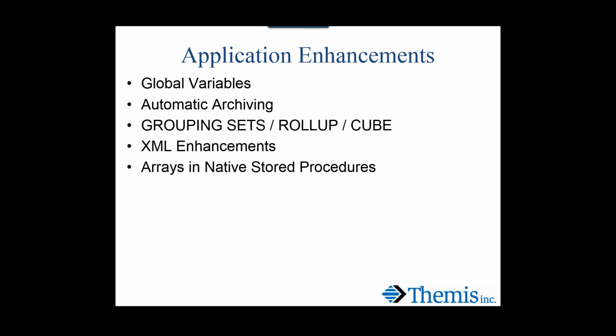On the application side, we already talked about some of these in overview. We get global variables. We get extended SQL support for grouping sets, roll up, and cube. We get the arrays and the stored procedures. Another one that we haven't talked about much is this automatic archiving. This is kind of an extension to the temporal data that we got in DB2 version 10. Automatic archiving says that we can have DB2 automatically take rows that we delete out of one table and put them in an archive table.